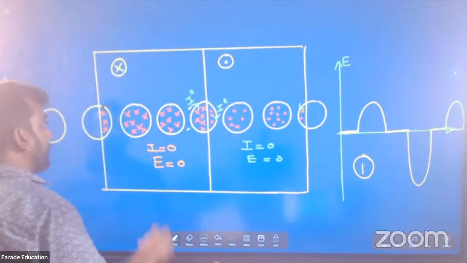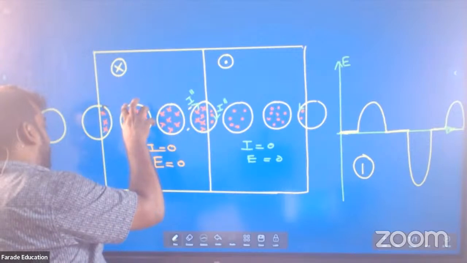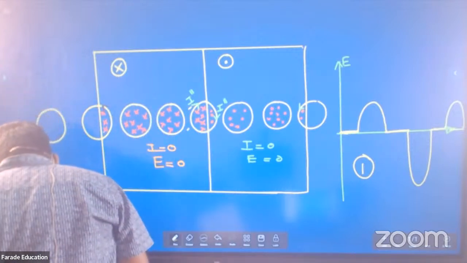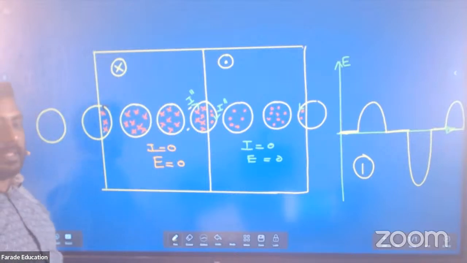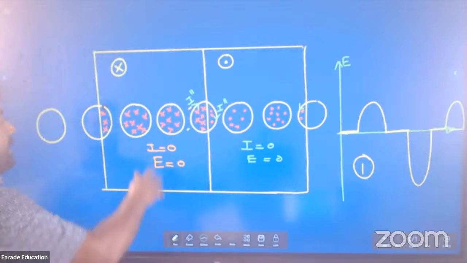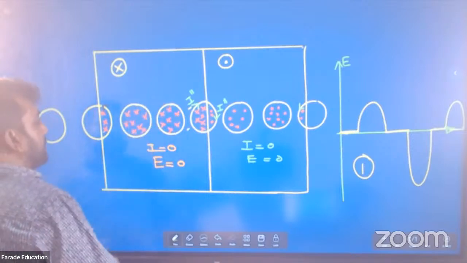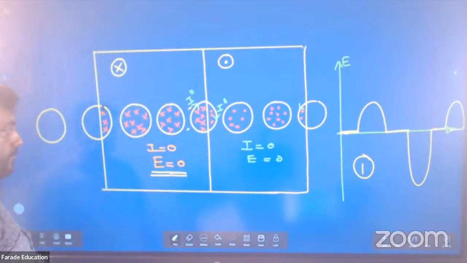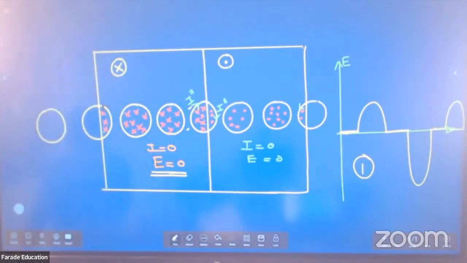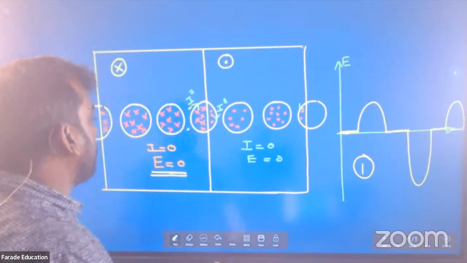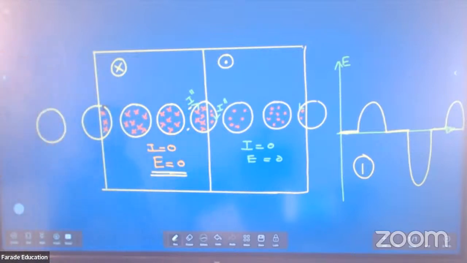Next point. When the complete loop is inside, there is no change in magnetic flux, so the induced EMF is 0.